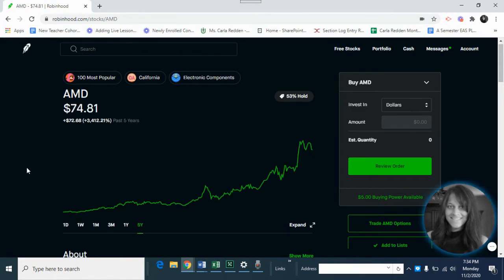So overall, you notice that AMD's price is moving up. That is a good thing. So if you're looking for a long-term investment, that's probably one of the criteria that you want to look for.